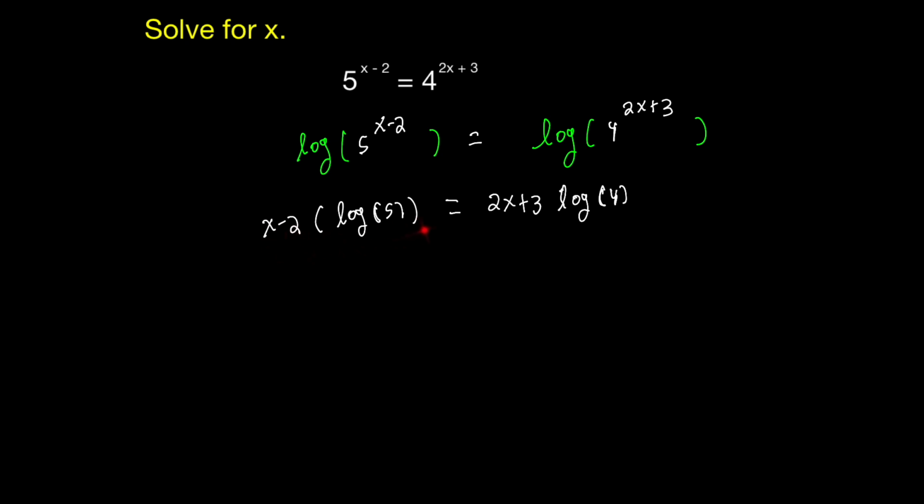Now it's at this point that I'm going to distribute the log. So here I have x log of 5 minus 2 log of 5, and then that's going to equal 2x log of 4 plus 3 log of 4.